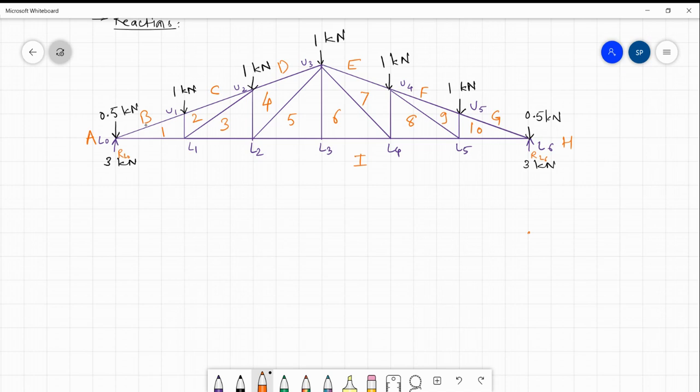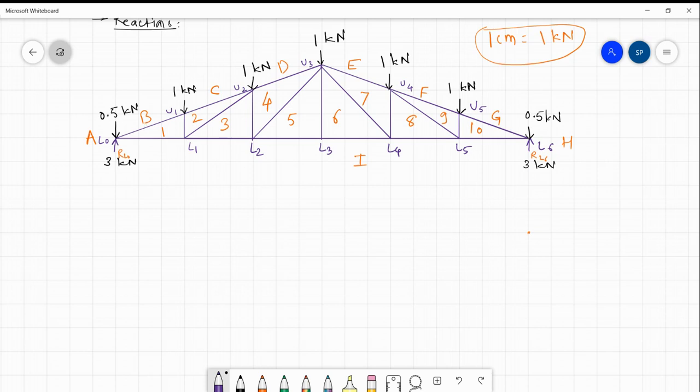I need to select a scale first. So my scale will be 1 centimeter equal to 1 kilonewton. So this is going to be my scale for the analysis. Now what I will do, I will start with a particular point. Then I have to mark this force. I know the magnitude, so I have to convert this magnitude as per my scale. So 1 centimeter equal to 1 kilonewton. Then 0.5 kilonewton will be 0.5 centimeter. So accordingly, I will be moving in that way.